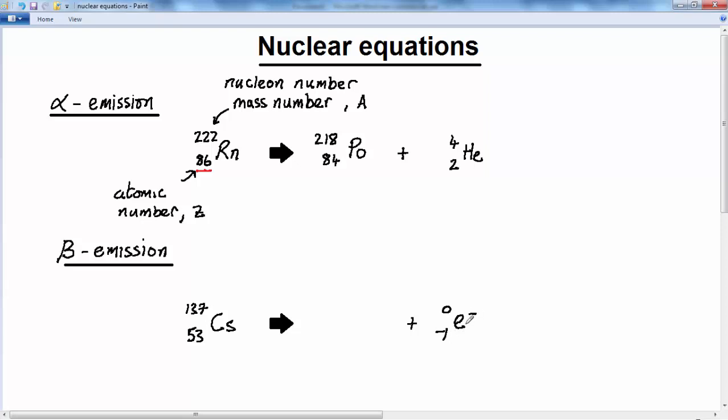Now, there are actually 2 types of beta emission. There is the emission of the electron and also the emission of something called a positron, which doesn't really come into this course. That's more advanced A-level. But at GCSE, IGCSE, we're just concerned with this type of beta emission, which is the emission of an electron. That's the nature of this, it's an electron.